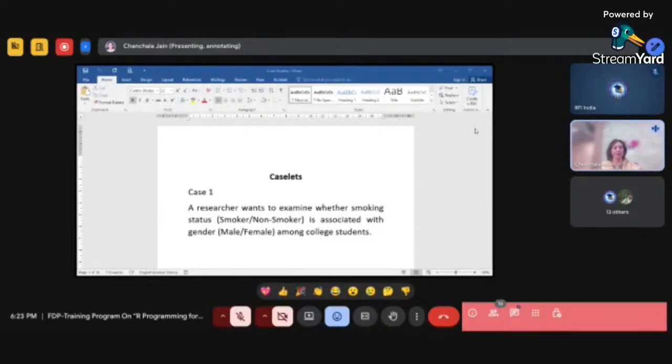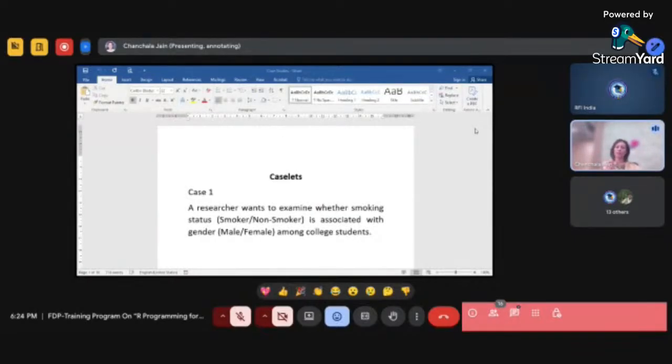Fine. So the problem is saying a researcher wants to examine. Ma'am, can we use chi-square? Yes, Hari sir. Thank you. It is the correct answer, because you can see the problem says a researcher wants to examine whether smoking status, that is smoker, non-smoker, is associated with gender among college students. This is a case of a non-parametric situation. Both the variables are categorical here. Gender, male and female, and whether you're a smoker or non-smoker. Yes and no kind of thing.